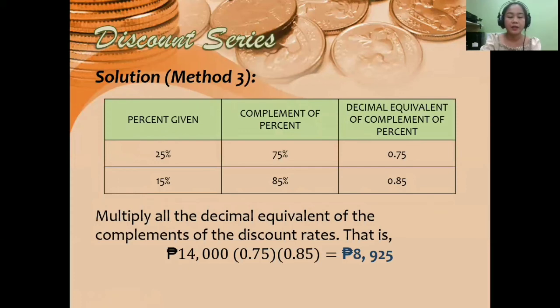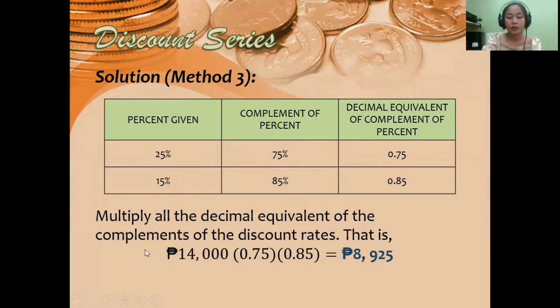Okay, the third method is, I guess, the shortest method among the three. So we have here also a table with three columns. The first column is also the percent given in the problem. The second column is the complement of the percent given. And the third column is the decimal equivalent of the complements. So the complement of 25% is 75% because 100 minus 25 is 75. The complement of 15% is 85%. Then transforming these two rates into decimals, the answer is 0.75 or 75 hundredths and 0.85 or 85 hundredths.